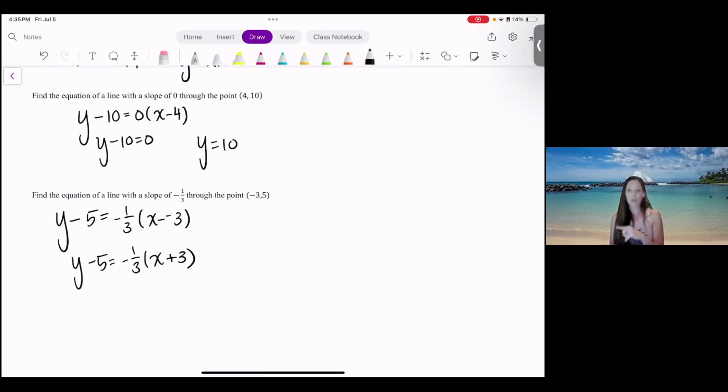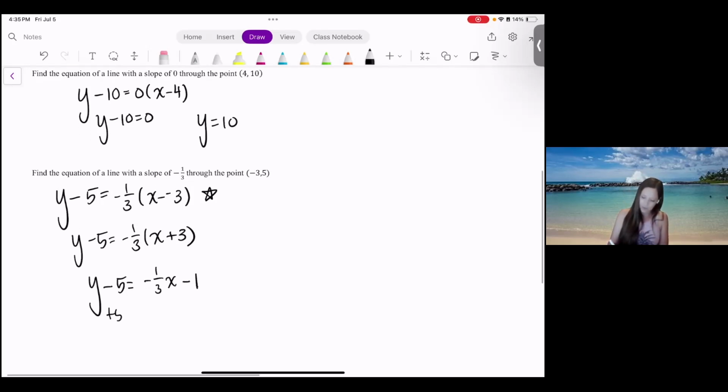I'm going to distribute the negative 1/3. Negative 1/3 times x is negative 1/3 x. Negative 1/3 times 3, a third of 3 is 1. A negative times a positive is a negative. That becomes negative 1. That's nice and clean so far. Now remember, that first equation was an equation of a line. Unless you are instructed to give a different version, this is totally acceptable as an answer.